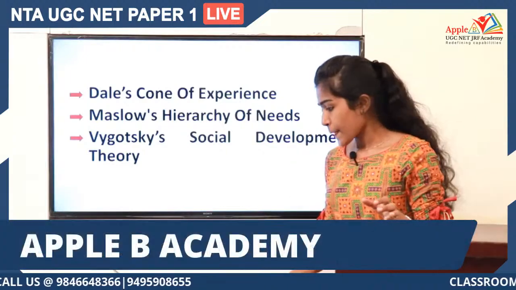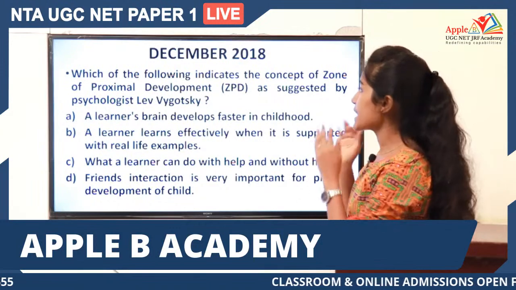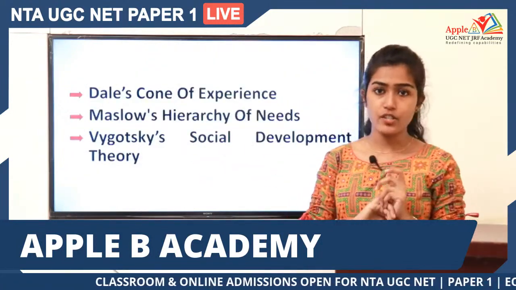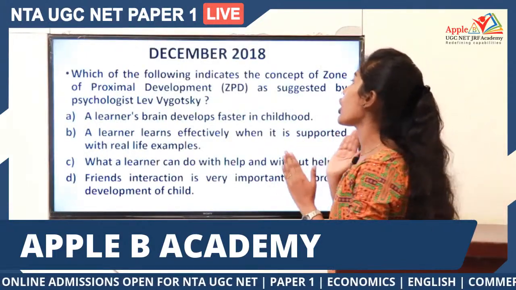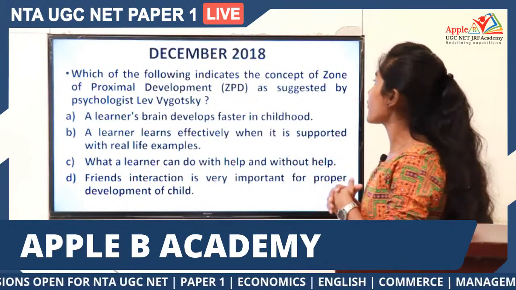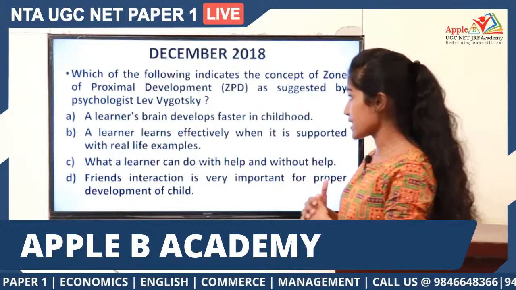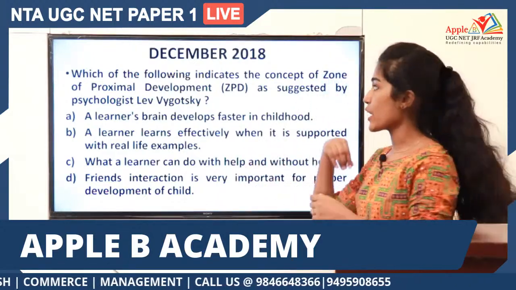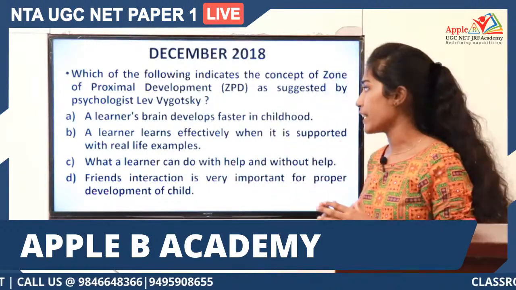from this area. So this is a question that was asked in December 2018, and this question is from the area Vygotsky's social development theory. So this is a theory-based question, and the question goes like this: which of the following indicates the concept of zone of proximal development as suggested by psychologist Lev Vygotsky? So you have the psychologist's name there, and also you have the theory there. So the very direct question, you have to find out the correct option.